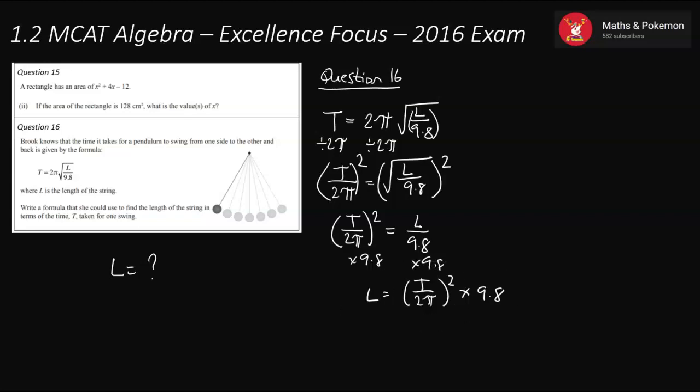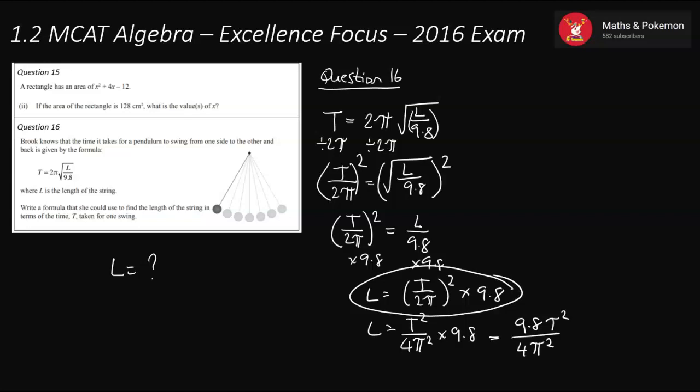Now, I'm a little OCD, so I'm actually going to expand this bracket, but if you did leave it at this stage, you'll probably get full marks. So L, in my case, would be T squared over 4 pi squared times 9.8, and I can even move this 9.8 onto the denominator if I wanted to go an extra step, which I certainly am, because I'm not going to leave it as it is. 9.8 T squared over 4 pi squared. So that there is, in my view, the best answer. But just a reminder, if you did get to this stage here, you got your full excellence mark for that question. So that wraps up all the excellence questions from the 2016 exam.